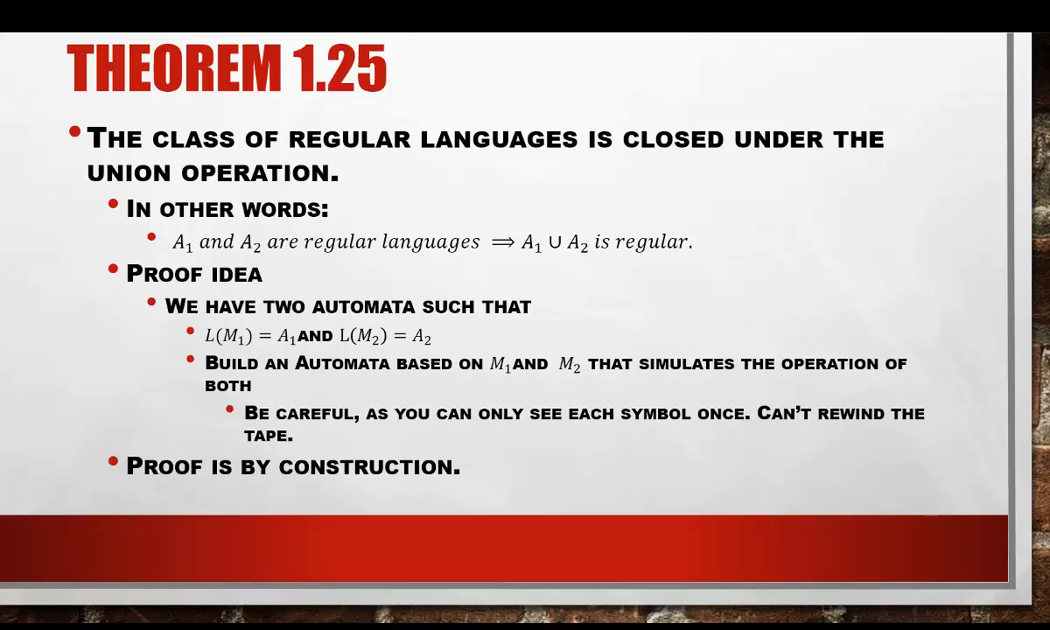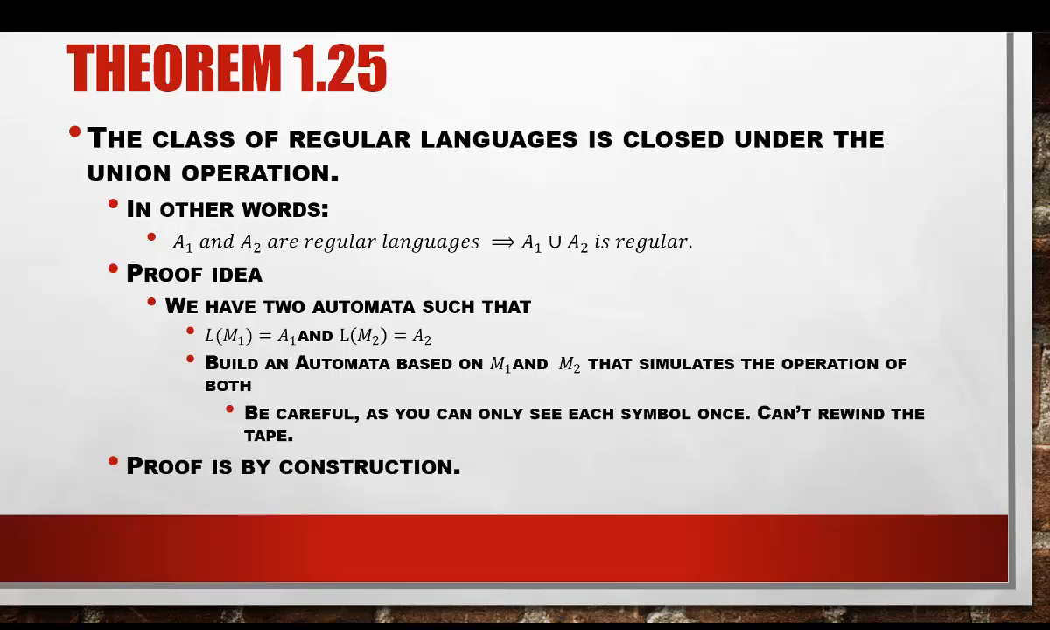In other words, mathematically speaking, if A sub 1 and A sub 2 are 2 regular languages, then the language that is created by unioning these 2 languages is also regular. Remember, we talked about earlier in the last unit that we defined what a regular language is. We said that a regular language is a language such that all strings in it are accepted by some finite automaton.